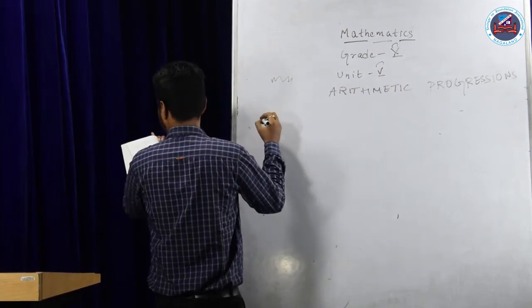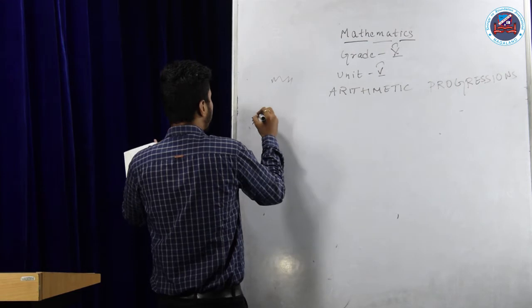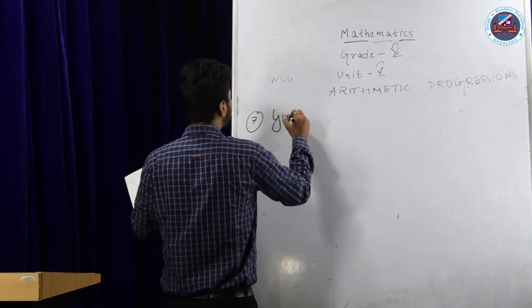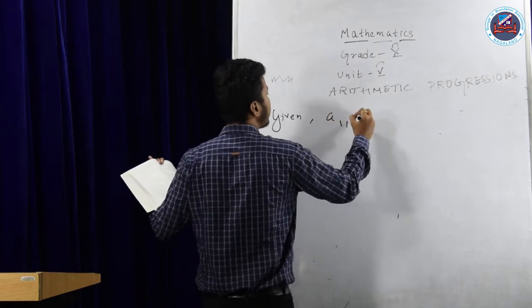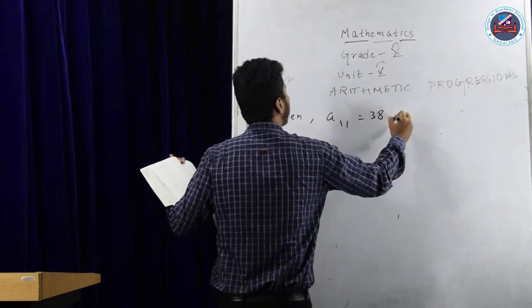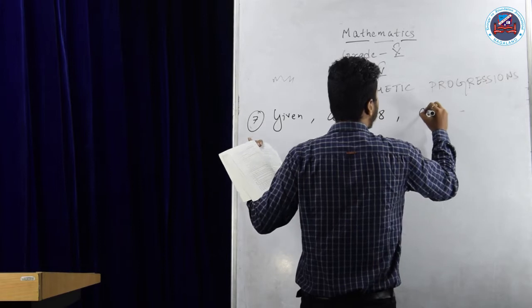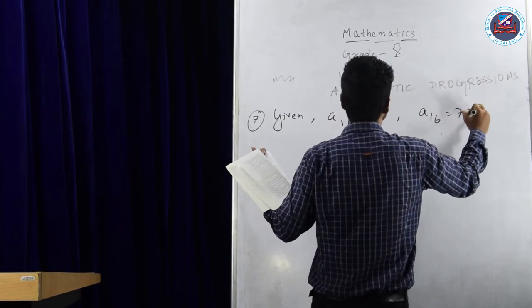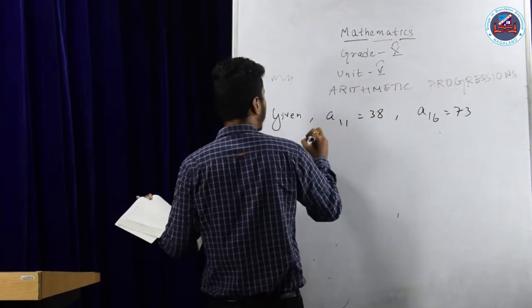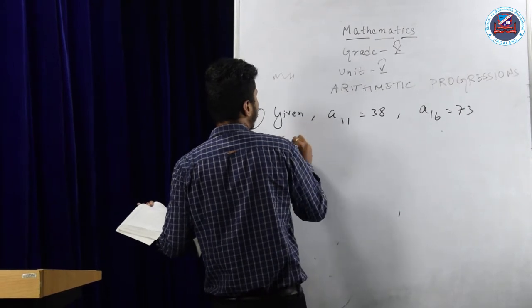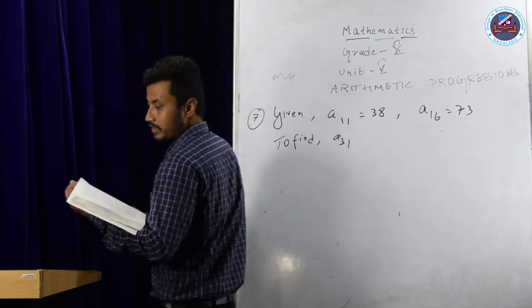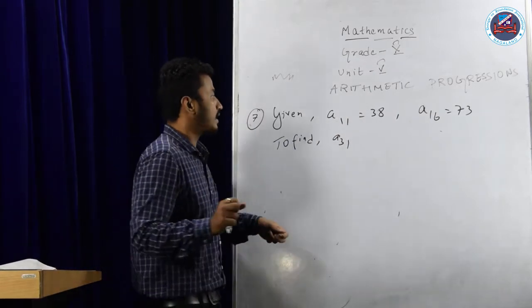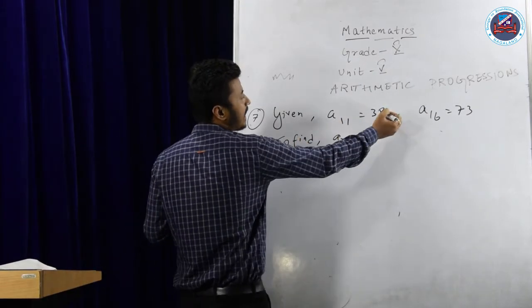Question number 7. What is given in the question? The 11th term is 38 and the 16th term is 73. You have to find the 31st term. Given is this one, to find A31. Now, how will I proceed with this kind of question? Let's see. It's given A11 is 38.